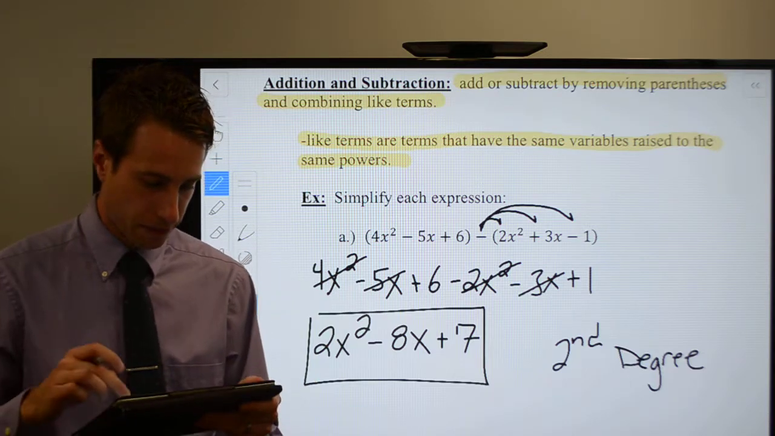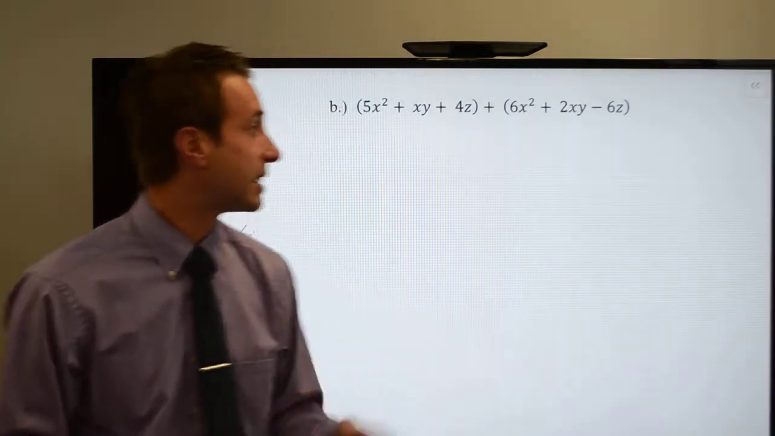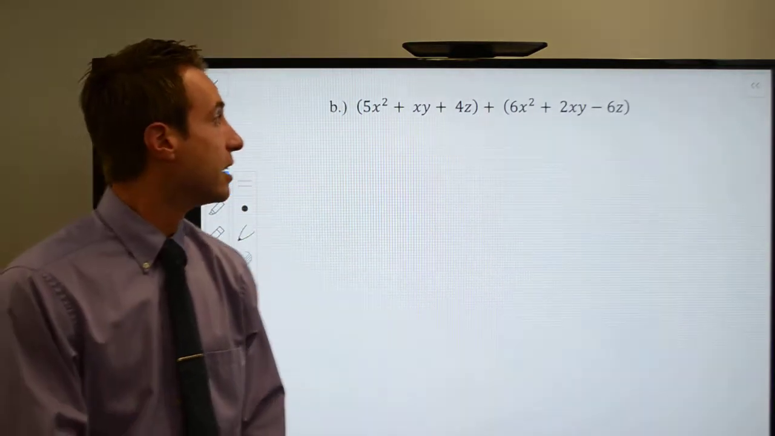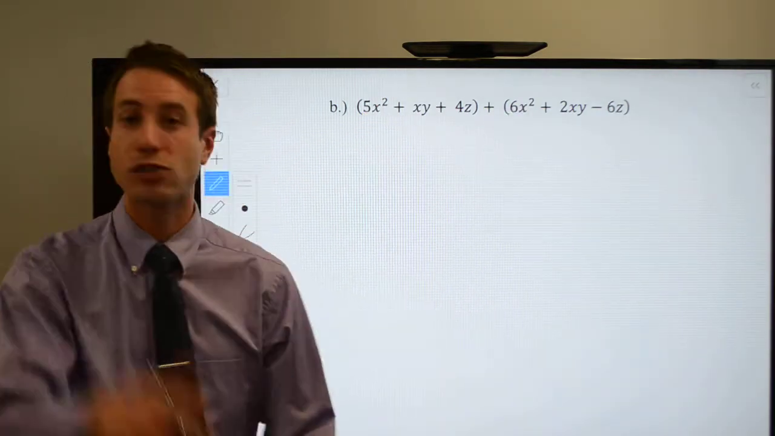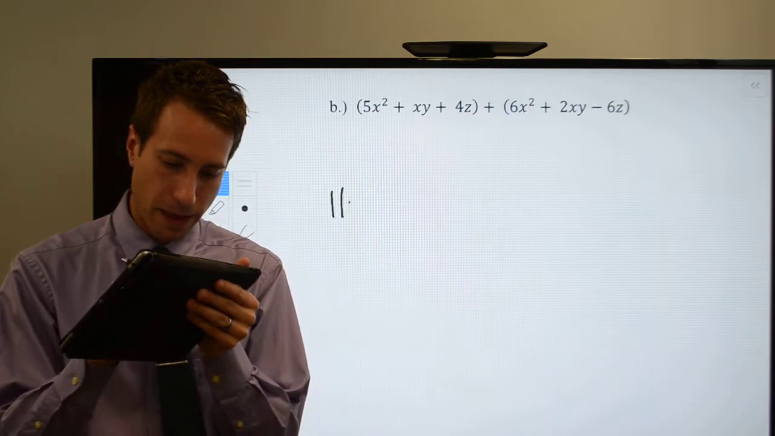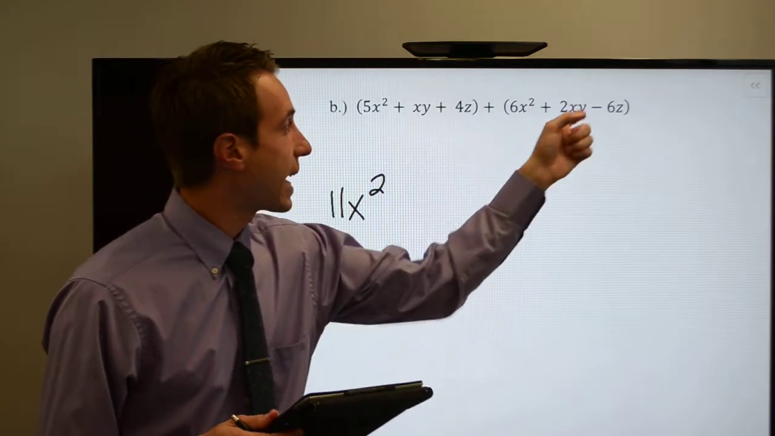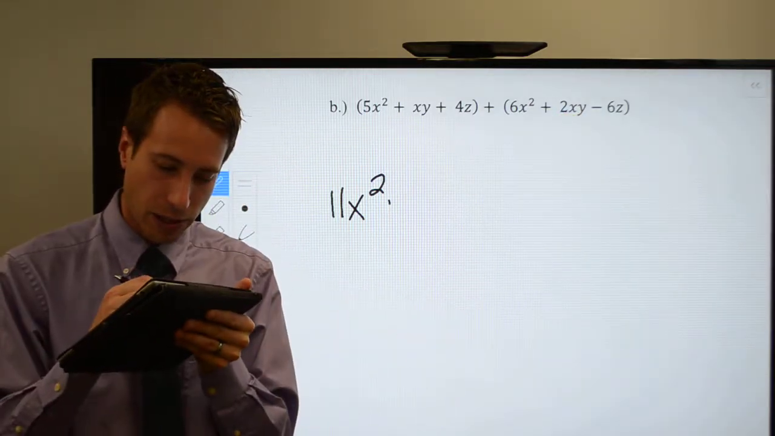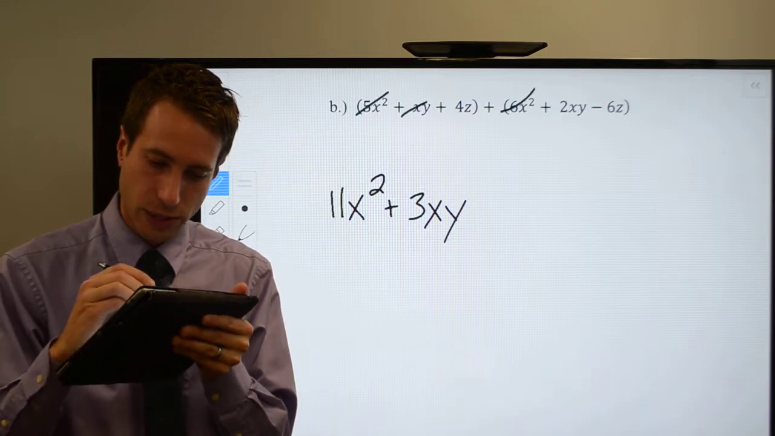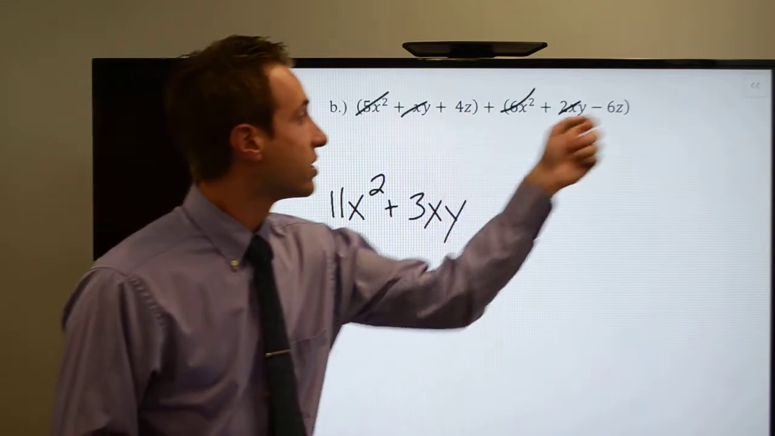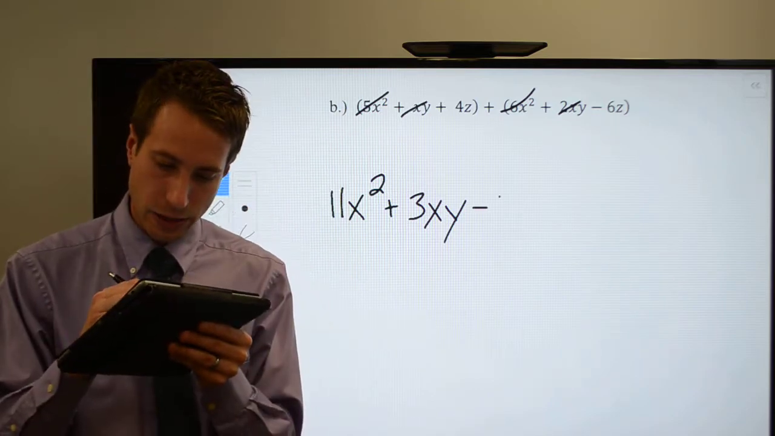Here we go. Let's try another one. All right, this one's easy. It's addition, so all you got to do is just combine like terms. Let's see here. I have 5x squared and a 6x squared, so that'll be 11x squared. I have an xy and a 2xy, which is going to be plus 3xy. Again, cross these off as I use them so that I don't use them twice. 4z, negative 6z. That's going to be a minus 2z.